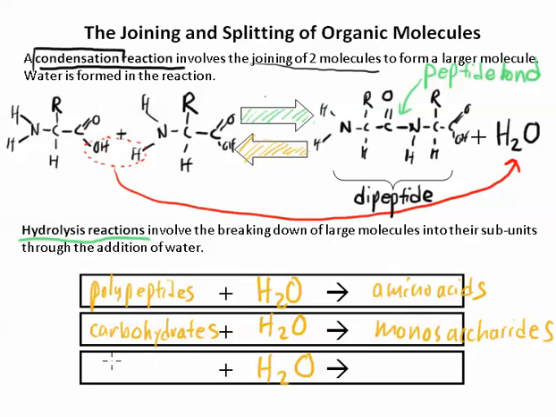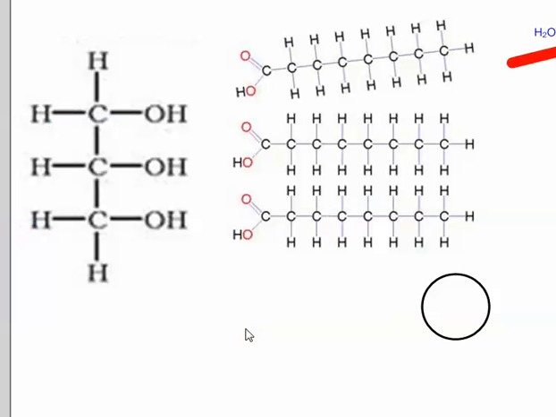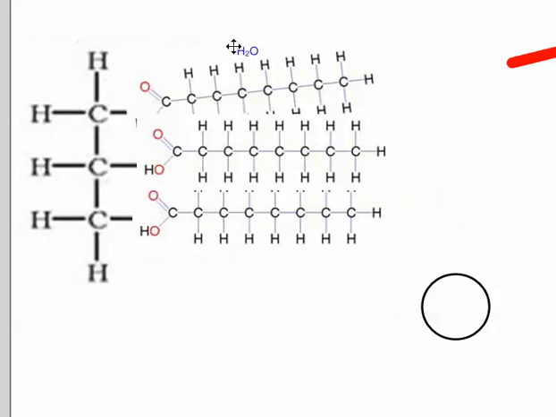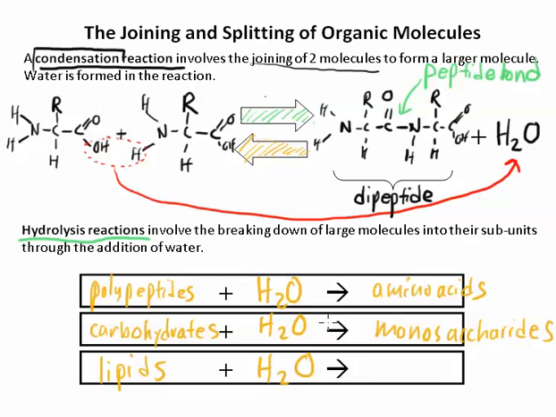And finally, if we have lipids, this is the situation we had here. If this was all actually connected together as one lipid, if we added a water molecule to each of these, we could actually separate it out into glycerol and fatty acids. Sorry for the space problem there. Okay, in so many words, that's pretty much what a condensation and hydrolysis reaction are.